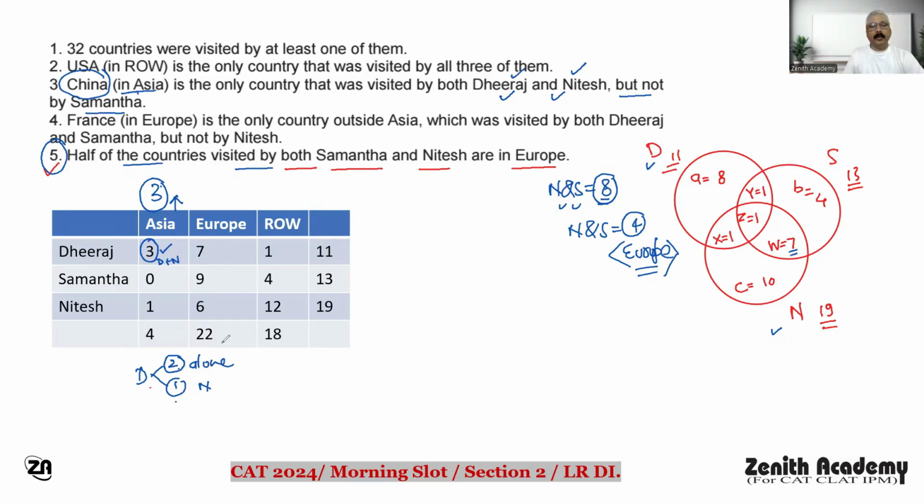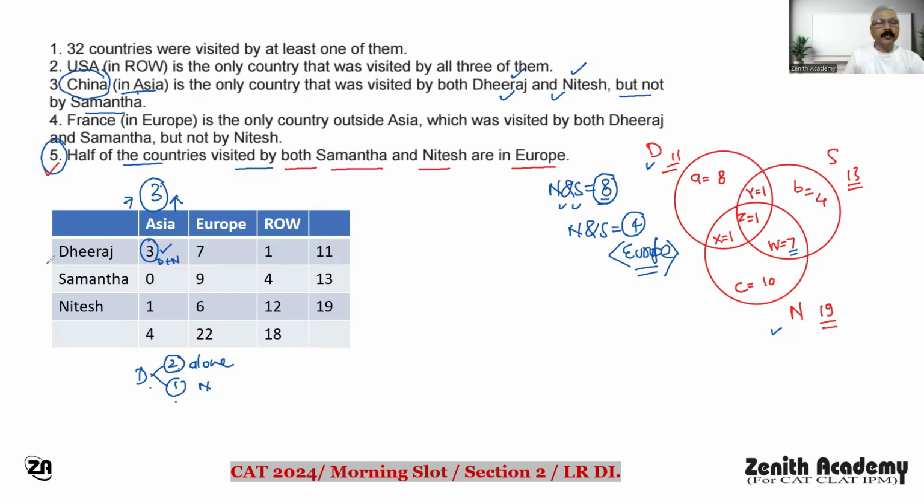Is it clear? Dheeraj visited a total of 3 countries in Asia, and one country he visited with Nitesh, and Nitesh visited only one country. So out of these 3, one country is common with Nitesh. So the 2 countries Dheeraj visited alone. So the total number of countries in Asia is 3. It is clear. Okay. Now see Europe.